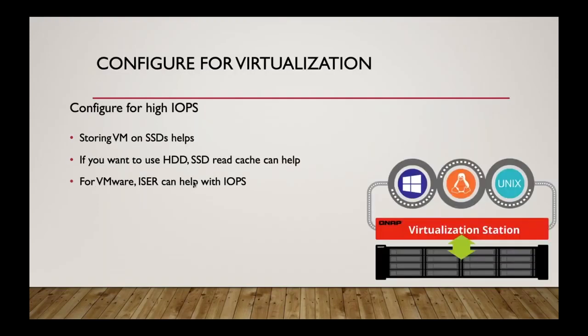So when you configure for virtualization, you're configuring for IOPS, as I mentioned. So you might want to choose to store the VMs on SSDs because SSDs have orders of magnitude better IOPS than HDDs. But if you're looking to save some money, you could have HDD storage, but maybe you might choose to use some, say, SSD read cache for example. And if you're using, say, VMware or Hyper-V, iSER is an excellent protocol that allows for a lower latency connection from the QNAP to, say, like a VMware server, and that means more IOPS.